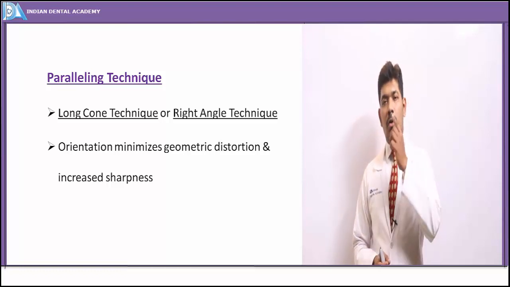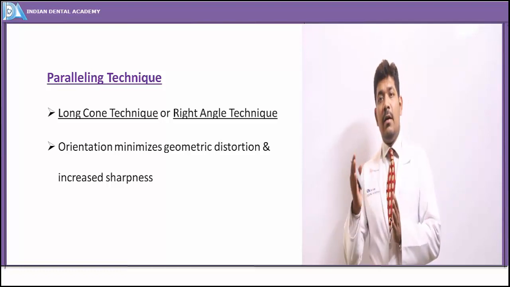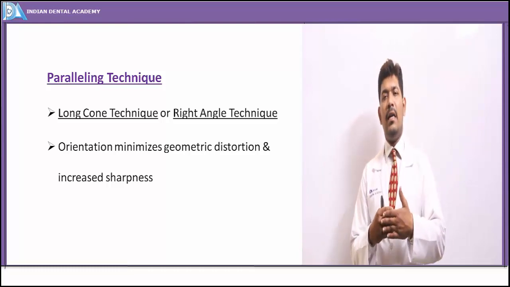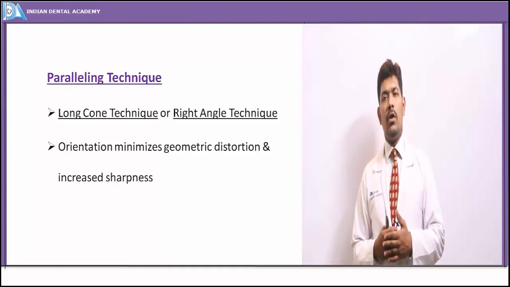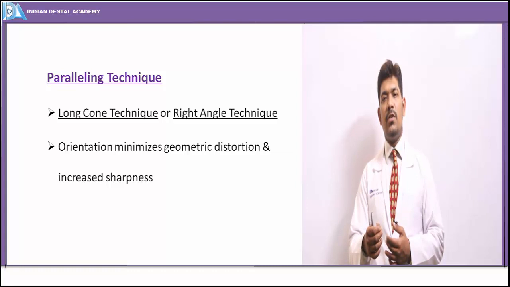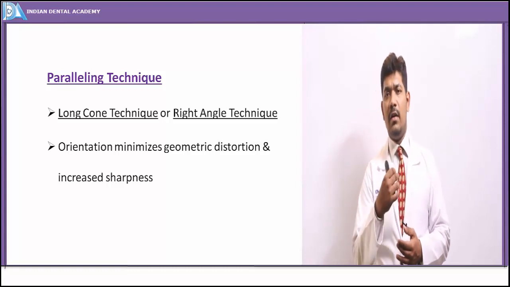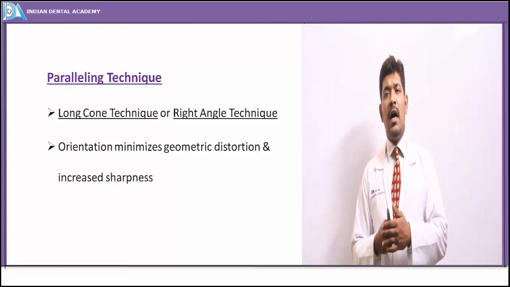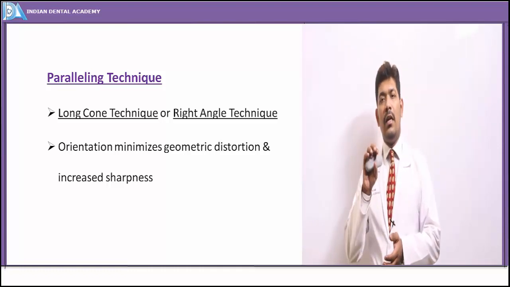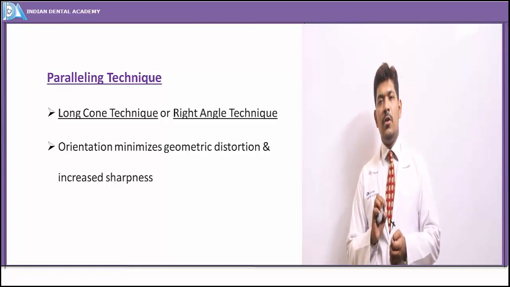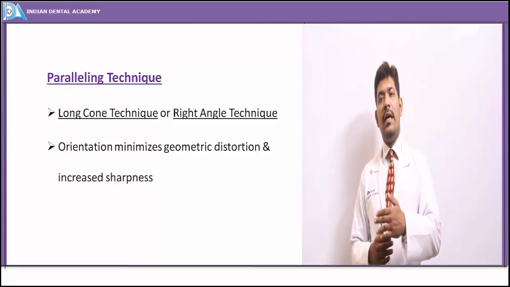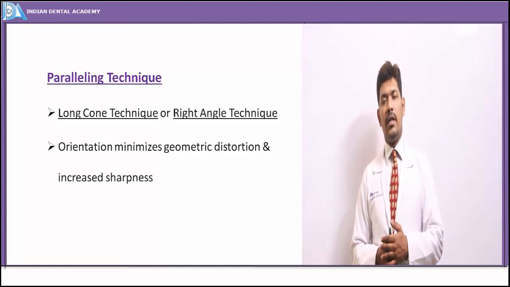Now, what this long cone technique does is, the long cone basically enables the perfectly parallel rays to exit from the cone of the X-ray machine, and the slightly different angulations which might be there with respect to the other X-ray beams are totally absorbed by this long cone. So basically what we are trying to do is streamline the X-ray beams so as to attain a perfectly parallel X-ray beam which hits the specific tooth of interest at right angles.